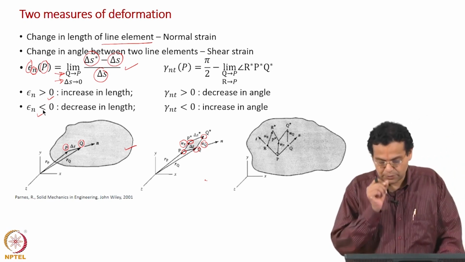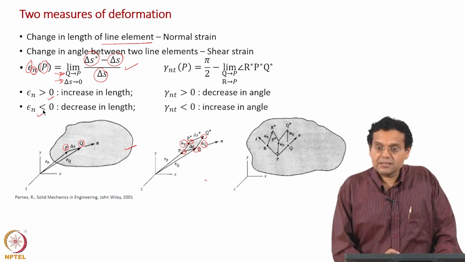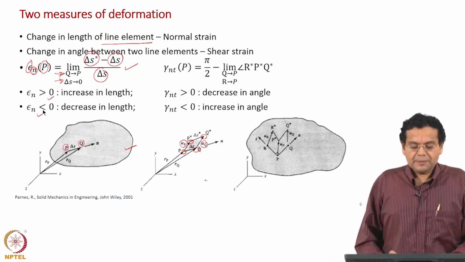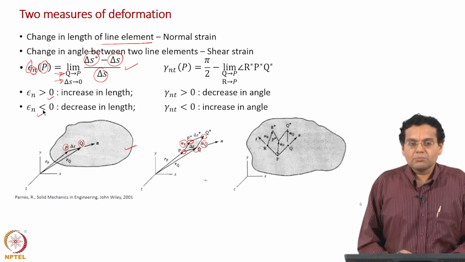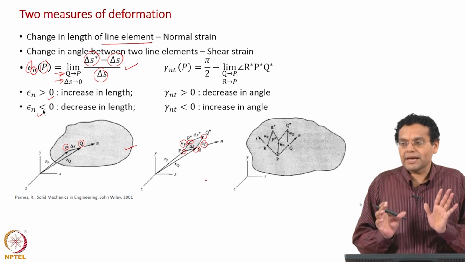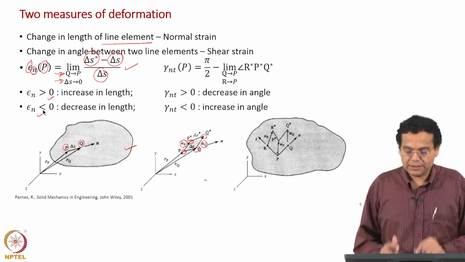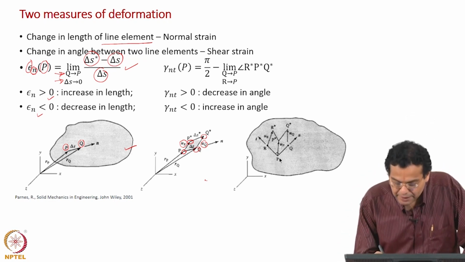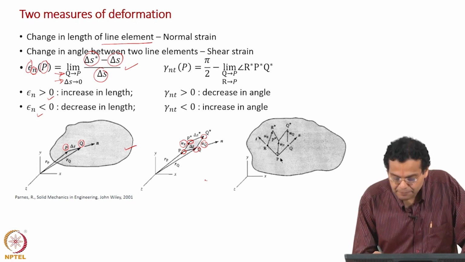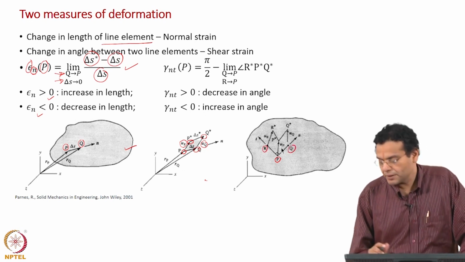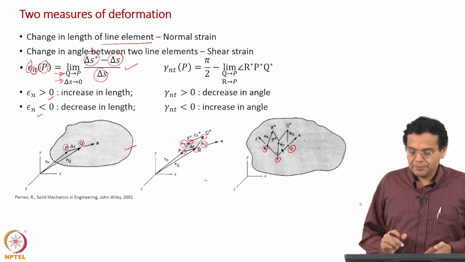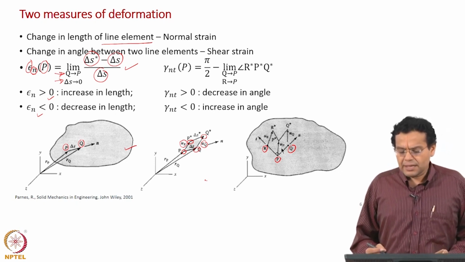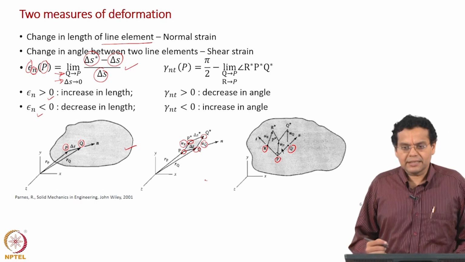Now, let us move on to shear strain. Shear strain, we said, is used to quantify change in angle. The moment I say change in angle, I need 2 line segments, which means I need 3 points. That is what is shown here. In the undeformed configuration, the initial state, I have points P, R and Q. So, I take a plate and mark points P, R, Q such that the angle between them is 90 degrees.